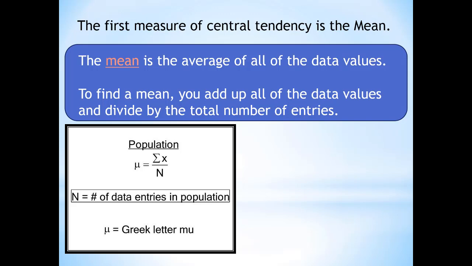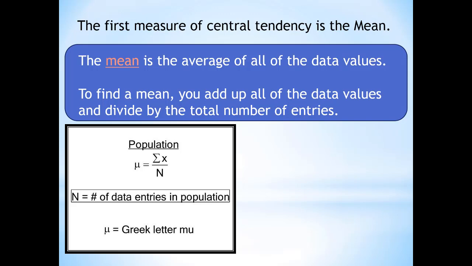For a population, we use the symbol mu. It looks like a fancy M. And that's going to equal capital sigma of x over capital N. Whenever we see that capital sigma, that's telling us to add. So this says add up all of your x's. The x's are the data values. And divide by N, which is the number of data entries in the population.